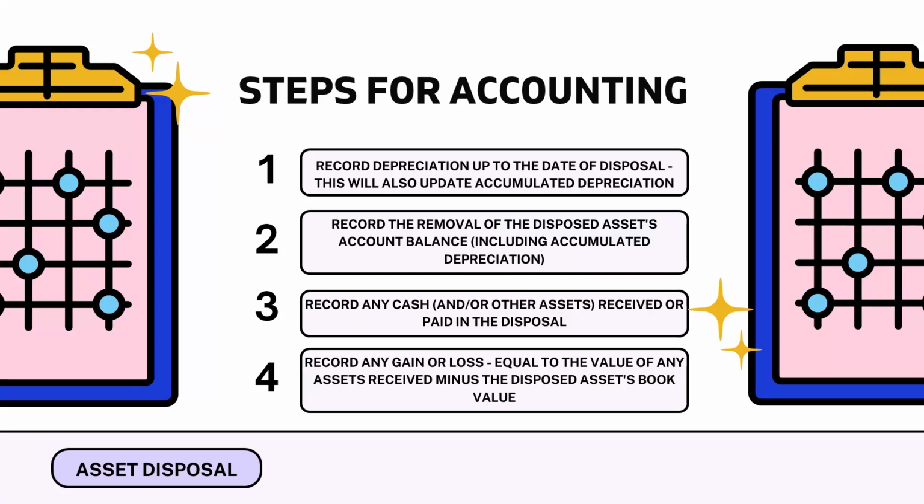First, we record depreciation up to the date of the disposal. This will also update our accumulated depreciation. Second, we record the removal of the disposed asset's account balance, including accumulated depreciation. Third, we record any cash and/or other assets received or paid in the disposal. And fourth, we record any gain or loss equal to the value of any assets received minus the disposed asset's book value.